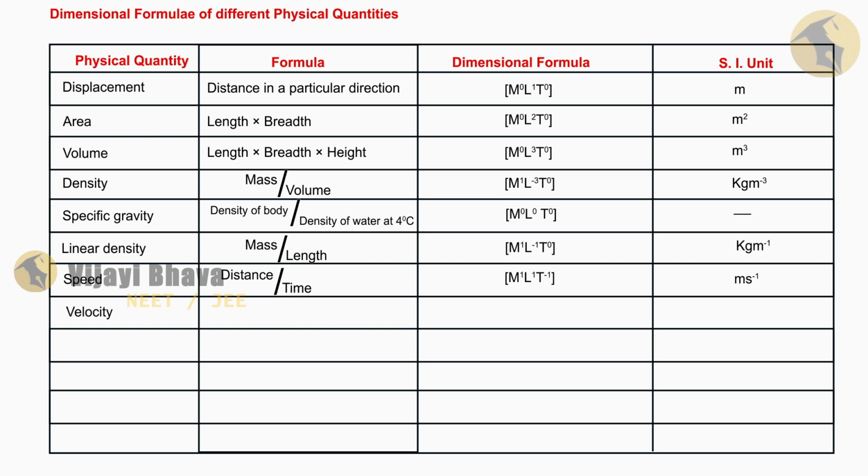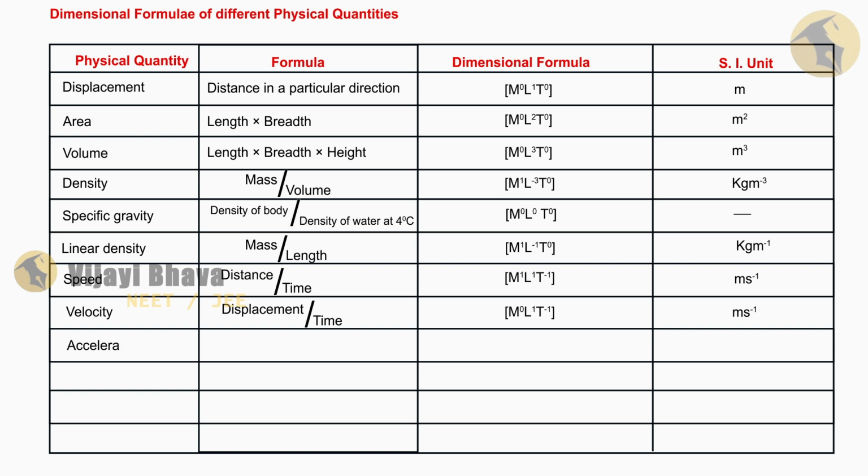Velocity. The dimensional formula for velocity was explained while I was explaining the method of calculating the dimensional formula of a physical quantity. Here velocity is displacement by time. Displacement is L1, time is T1, so it becomes L1 T minus 1. As we don't have any representation for mass, let us take it as 0. Thus the final dimensional formula of velocity is M0 L1 T minus 1.